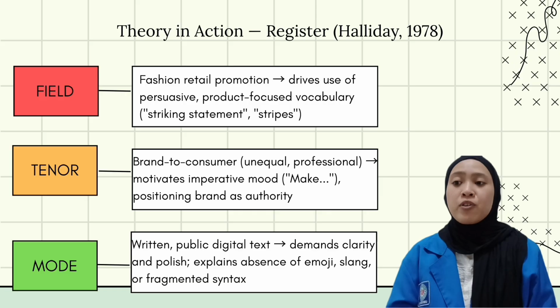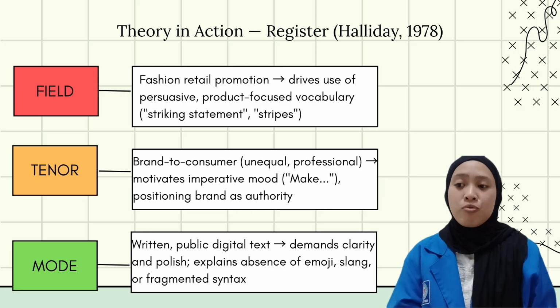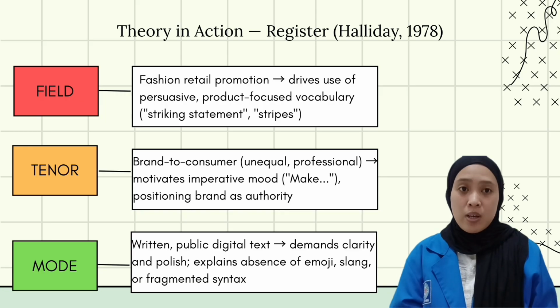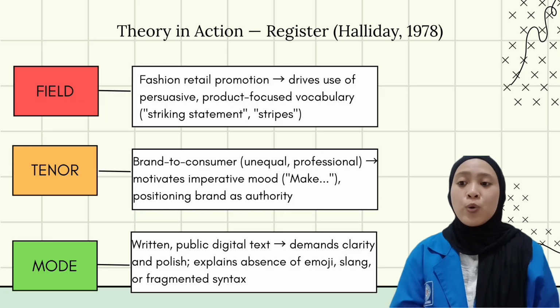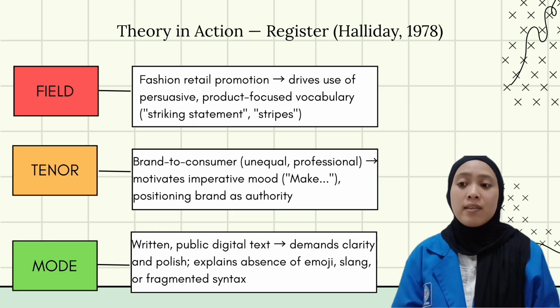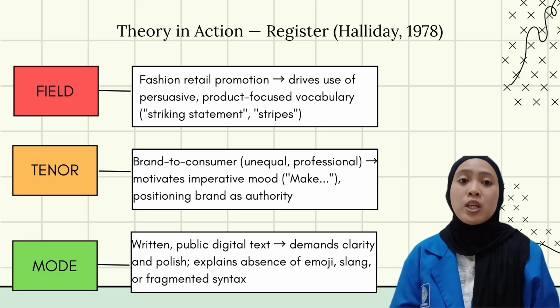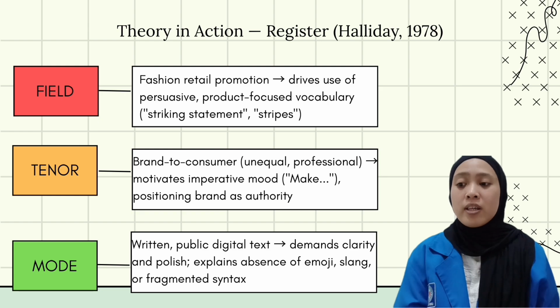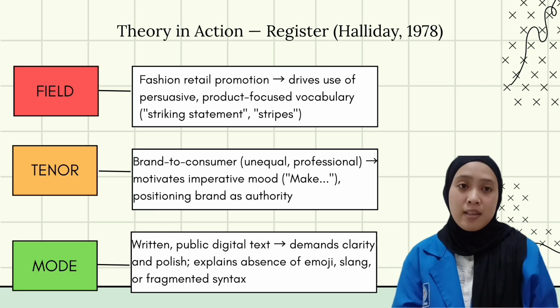Drive use of persuasive, product-focused vocabulary with statements, striking statements, and strips. And the next is tenor. Brand to consumer: unequal, professional, motivates imperative mood with sentences that make and position the brand as authority. And last is mode: written public digital text demands clarity and polish, explaining the absence of emoji, slang, or fragmented syntax.